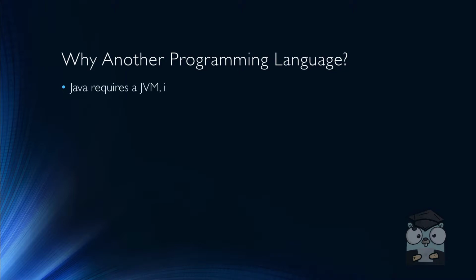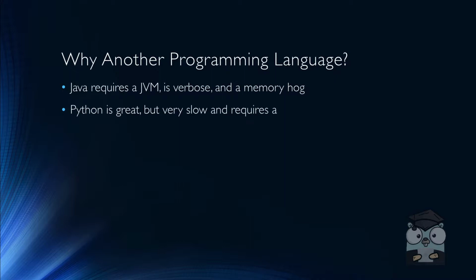So for Java, it requires a JVM installed on the machine, which is pretty large. It's also a very verbose language, and it is known to be a memory hog. Then we have Python, which is great, but it is a very slow-running language and requires an interpreter to be installed on the machine, similar to a JVM.